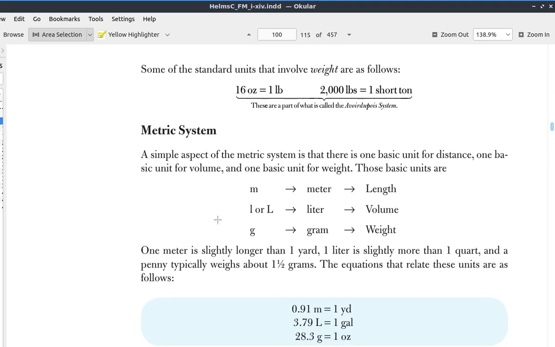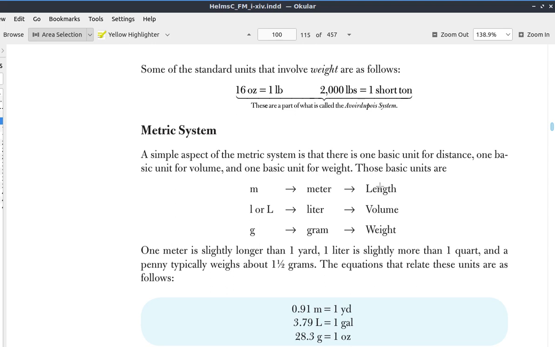Now, the metric system. A simple aspect of metric system is that there is one basic unit for measurement, one basic unit for volume, and one basic unit for weight. Good. You have the meter, and you should look for the meter on your tape measure as well. The meter, the volume is measured in liters, and the weight in grams.